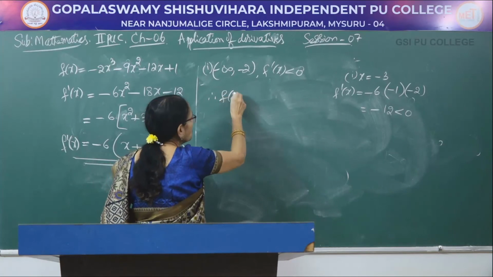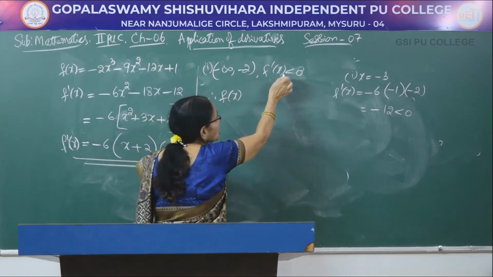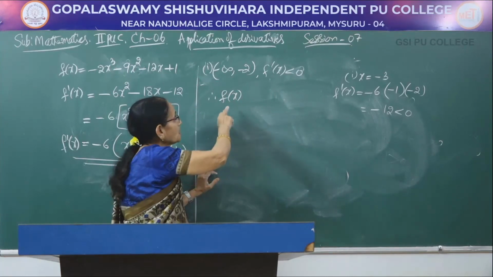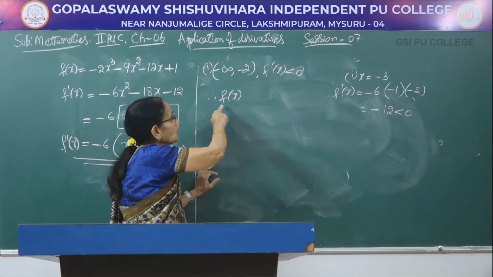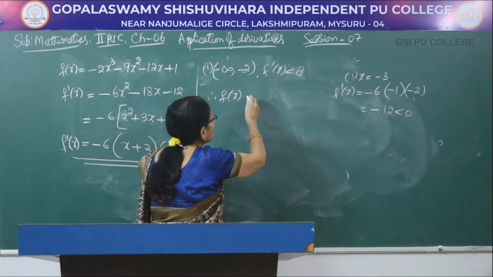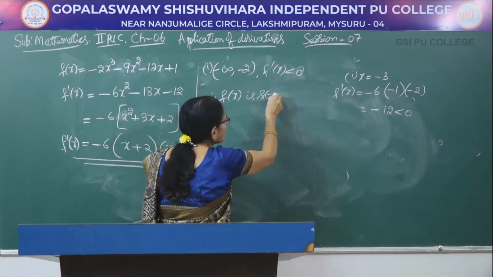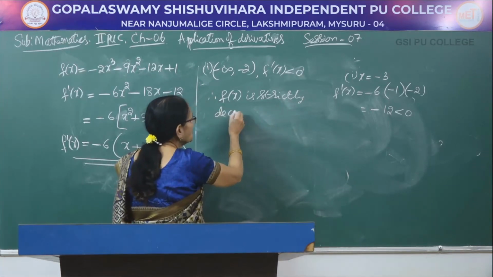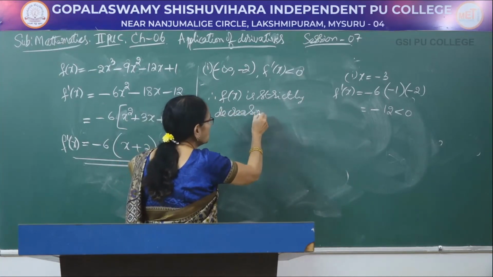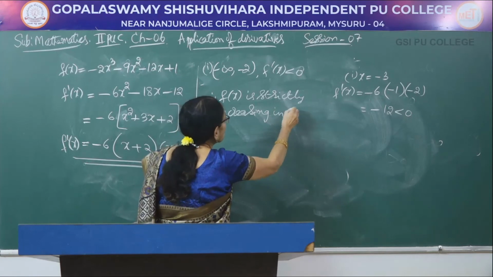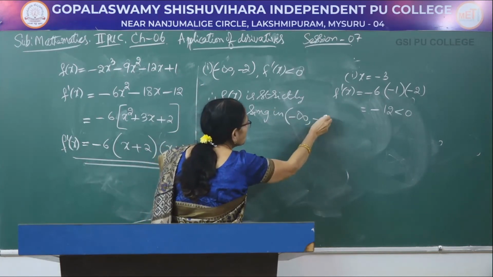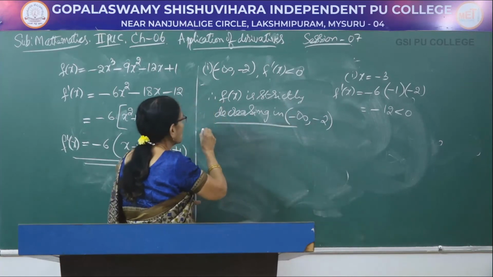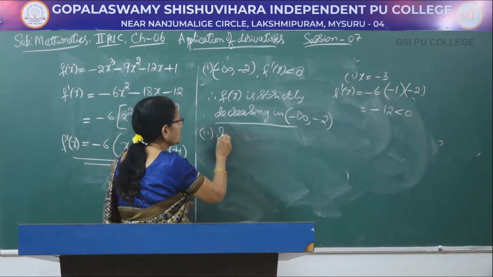Therefore, this is used to find out whether increasing or decreasing. While writing the conclusion of the answer, we have to go to the original function. f of x is strictly decreasing. Strictly decreasing. In which interval? In the interval minus infinity to minus 2. So, that is over. Now, come to the second interval.